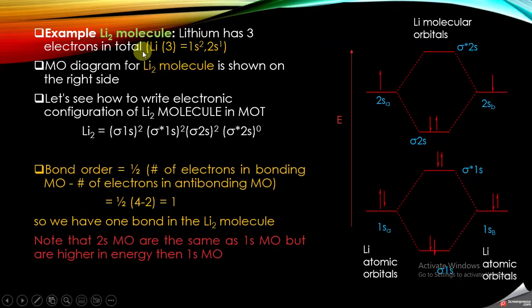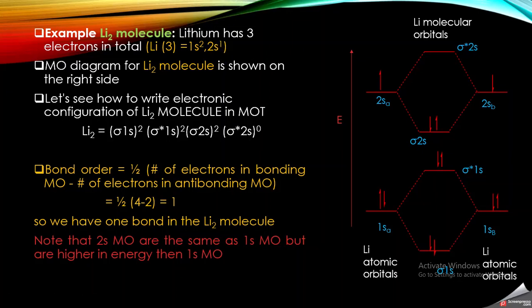Now let us see another example, the lithium molecule. Lithium is from the first group, and it has atomic number 3, so we have 3 electrons in its orbitals. We have 1s2. The first shell has 2 electrons, and the second shell has 1 electron. The second shell is incomplete.